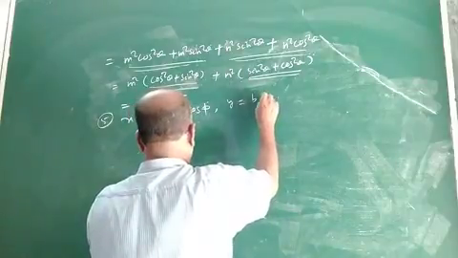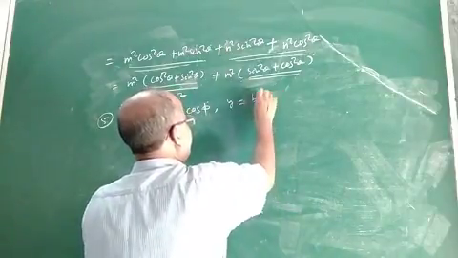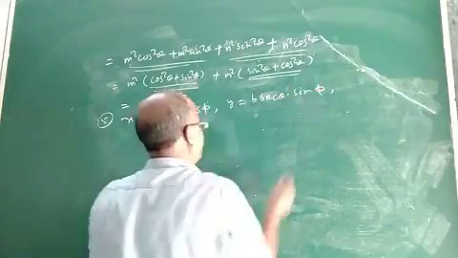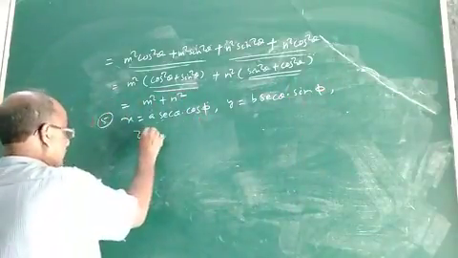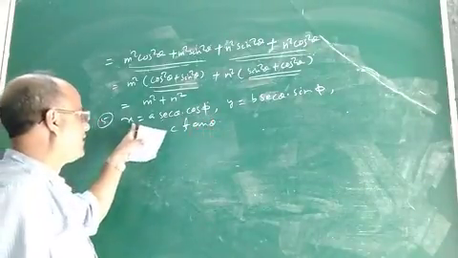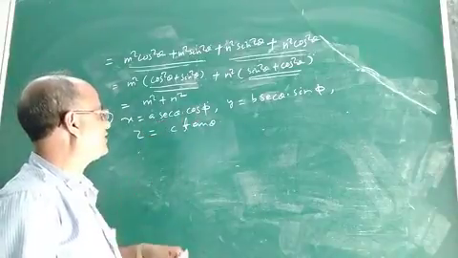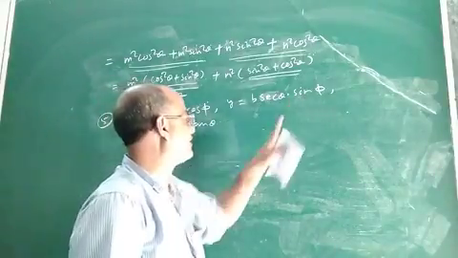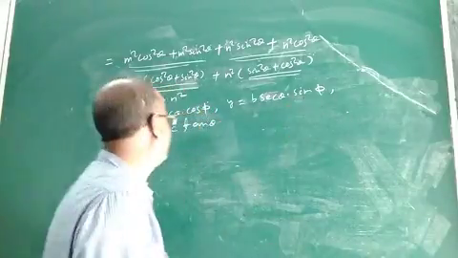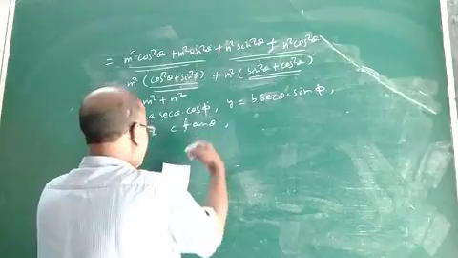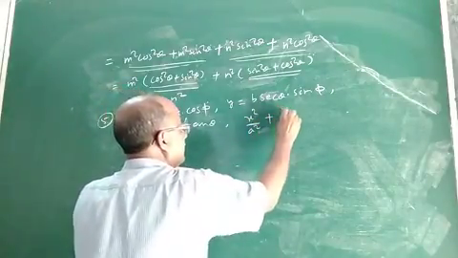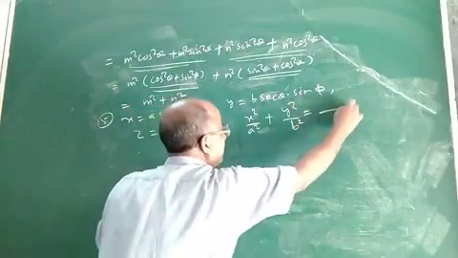b sec theta into sin phi, and z equal to, suppose, c tan theta. You are given x equal to a sec theta cos phi, y equal to b sec theta sin phi, and z equal to c tan theta. Suppose you are asked to find the value of x square by a square plus y square by b square. What is the value of this expression?